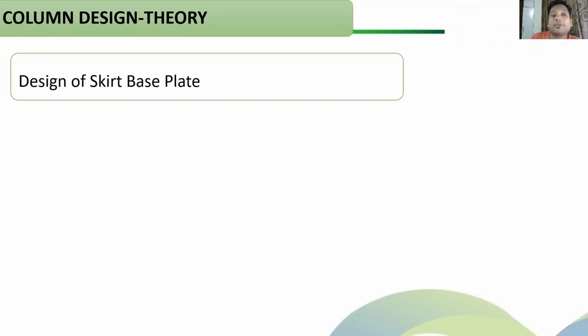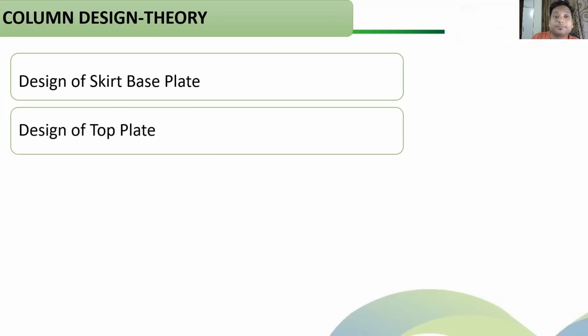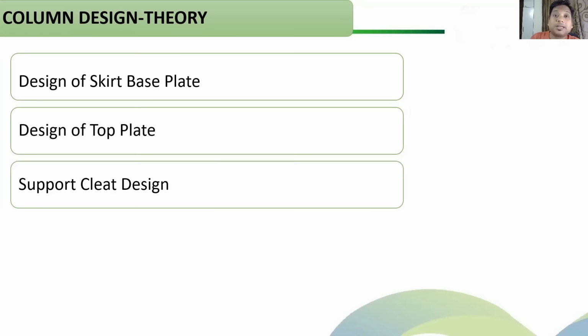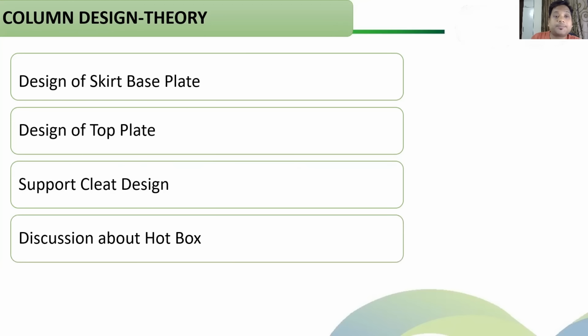Then we'll see the design of the skirt base plate, and also the top plate and the cleats, which may come to support the piping or the platform on the column. Due to these cleats, the loads of the platform or piping will be transferred to the column main shell. It needs to be addressed. We have to check that WRC calculation is performed. We are going to see how we will do that calculation. Then we'll also discuss the hot box, what the hot box is and how to take care of that.